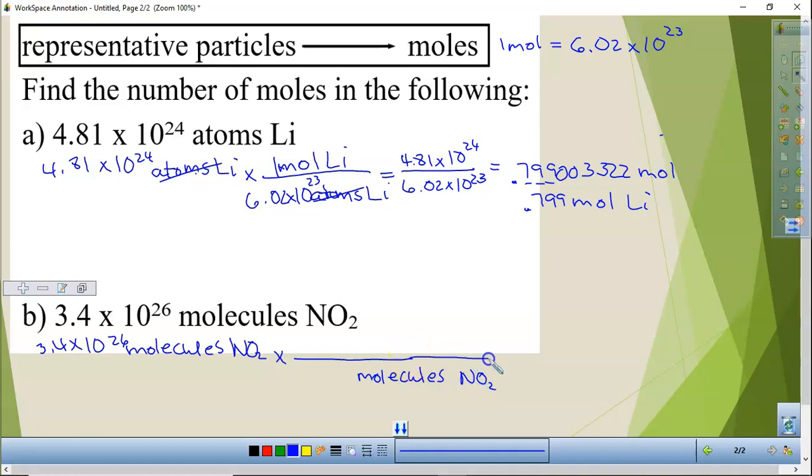Well, since that is a type of representative particle, I'm going to use Avogadro's number next to it. So 6.02 times 10 to the 23rd. Okay. What's equal to 6.02 times 10 to the 23rd? 1 mole. 1 mole of anything. In this case, it's going to be 1 mole of nitrogen dioxide. So I get to cancel my units because my units are the same. They're diagonal from one another. And I multiply everything in my numerator.